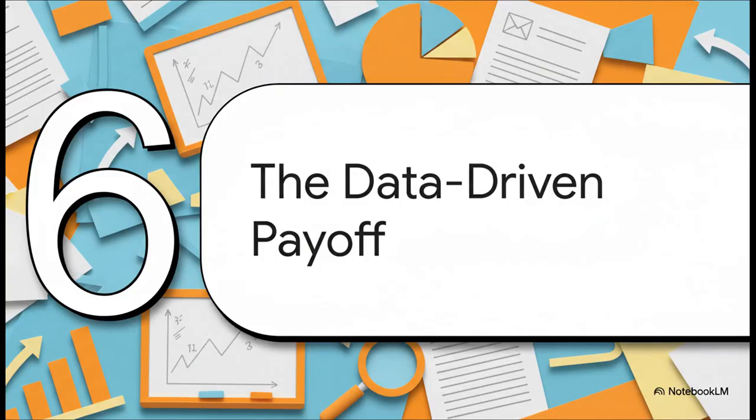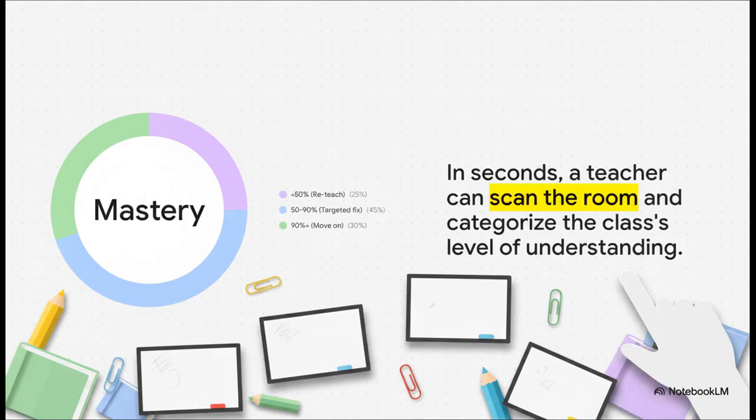So, you've executed the routine perfectly. You're looking out at a sea of whiteboards. Now what? Well, this is the payoff. This is where the real teaching begins. In just a few seconds, you can scan the room and instantly categorize the data. If more than 90% of the class nailed it, awesome, you can move on. If it's less than 50%, whoa, okay, stop the presses, we need to reteach this whole concept. And if you're somewhere in that middle zone, you know exactly what the specific misconception is, and you can do a quick, targeted fix right then and there.